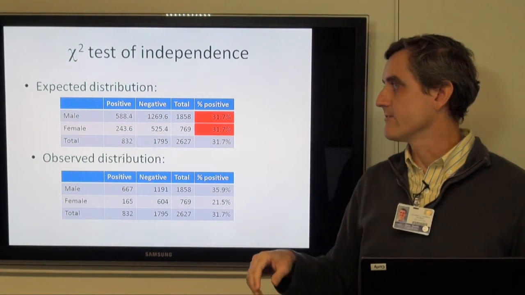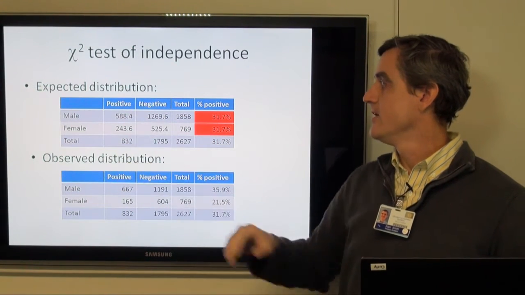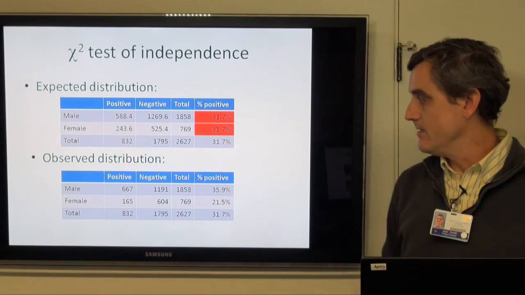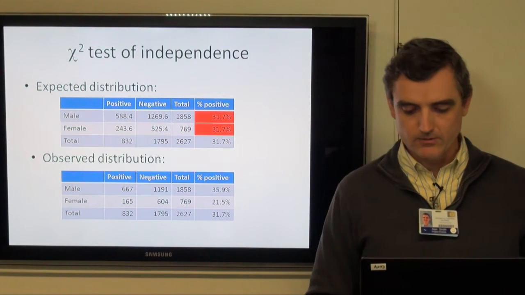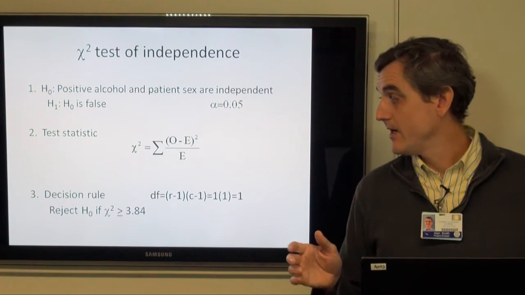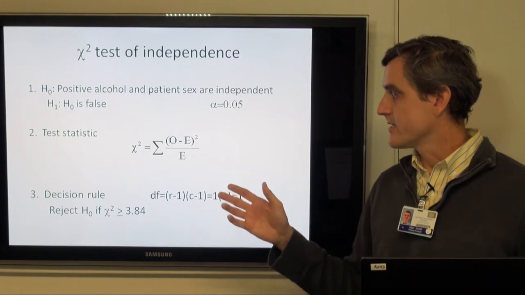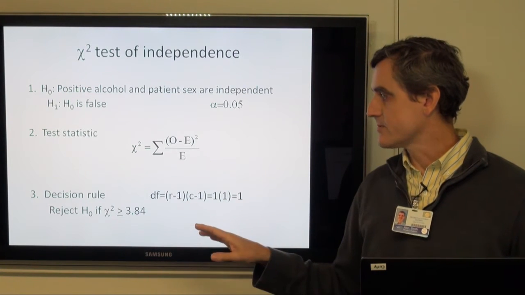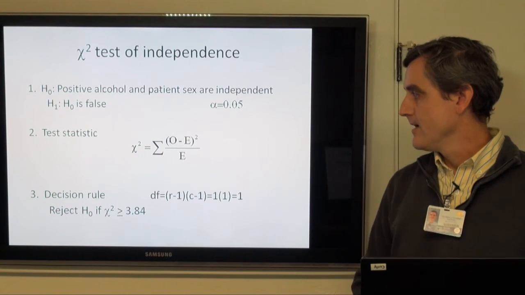So for this cell, for instance, the number of men that we would expect to be positive would be the total number of positive results times the total number of men divided by the grand total. And we're going to compare those expected numbers with the observed numbers that we had. And we're going to calculate a chi-squared statistic. So again, chi-squared is just the sum of the observed minus expected, that squared, divided by expected. So adding those up all across the entire table.